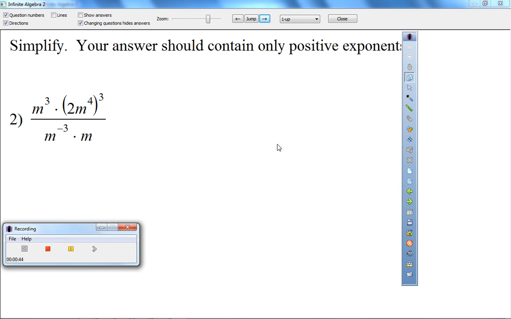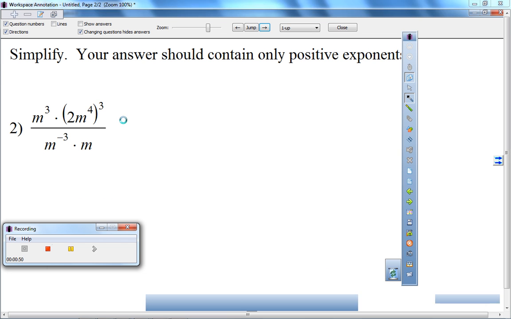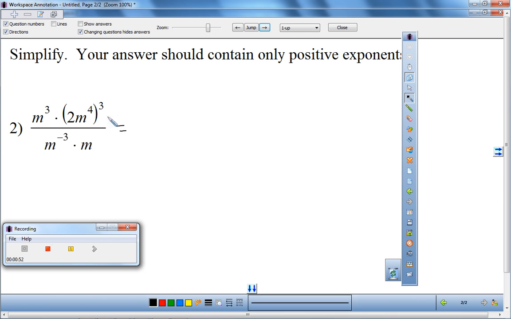Alright, for number 2, what I'm going to start out with is do the power. So let's go m cubed. It's going to be 1 times 3 for the power, and then 4 times 3. And then we have m cubed times that, so it's going to be plus 1. Same as having 1 here. So let's go ahead and clean this up.